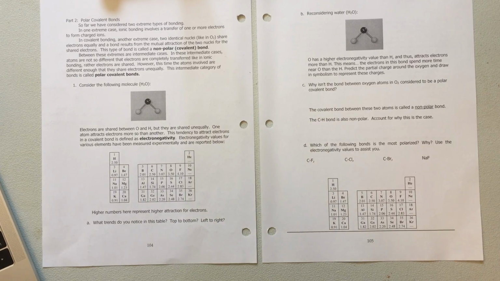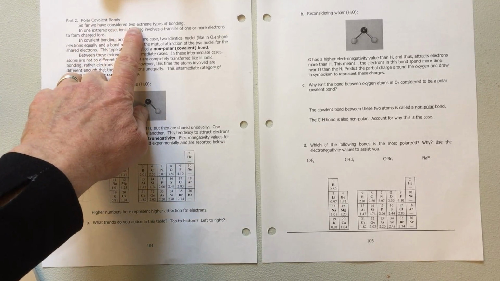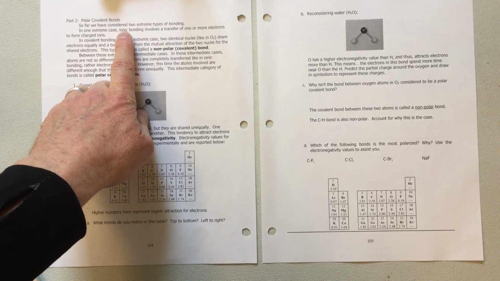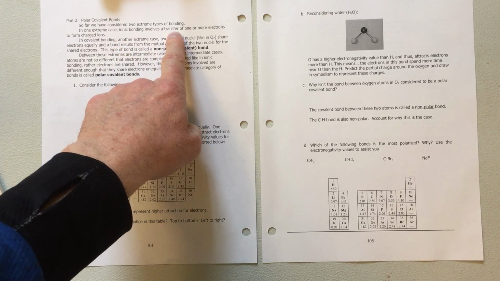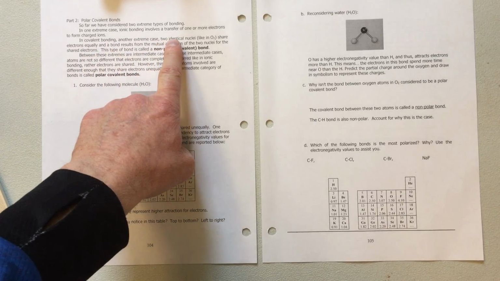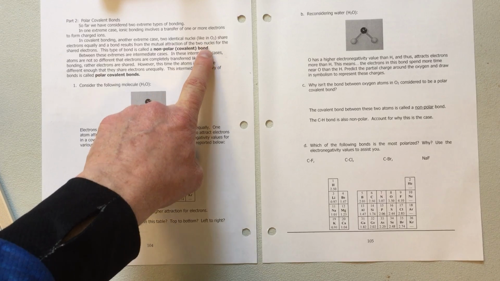Okay, let's take a look at page 104 and 105. Here we're talking about something in between what we've talked about before. So far we've talked about two extreme types of bonding. Ionic bonding is when a metal loses an electron to a nonmetal. Covalent bonding is when two identical nuclei share a pair of electrons.